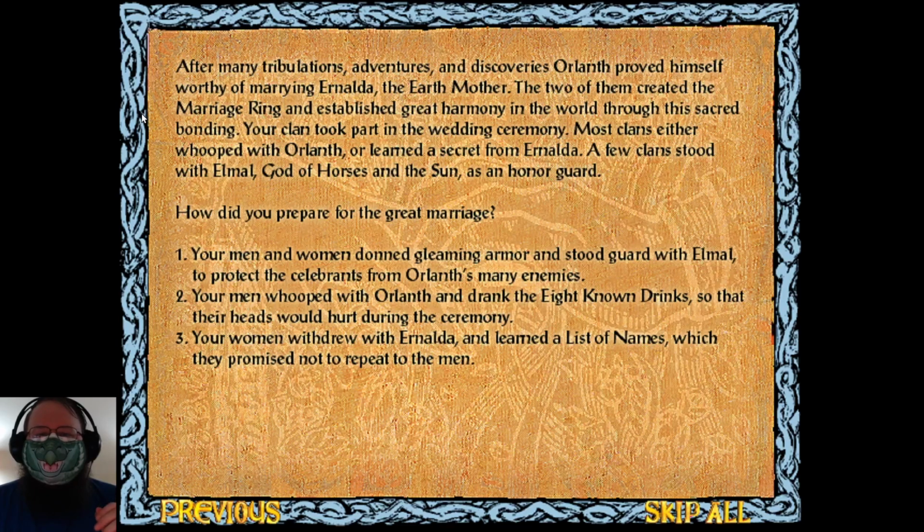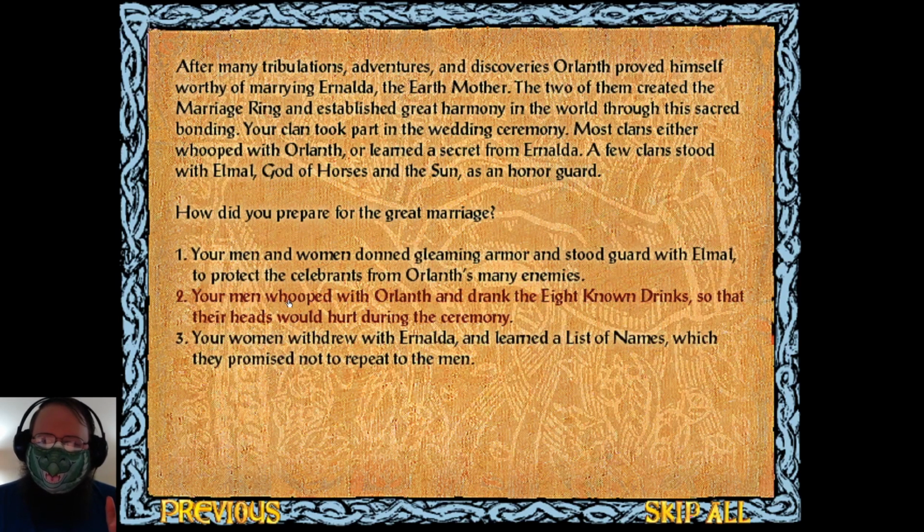After many tribulations, adventures, and discoveries, Orlanth proved himself worthy of marrying Ornalda, the Earth Mother. The two of them created the marriage ring and established great harmony in the world through this sacred bonding. Your clan took part in the wedding ceremony. Most clans either whooped with Orlanth or learned a secret from Ornalda. A few clans stood with Elmal, god of horses and the sun, as an honor guard.